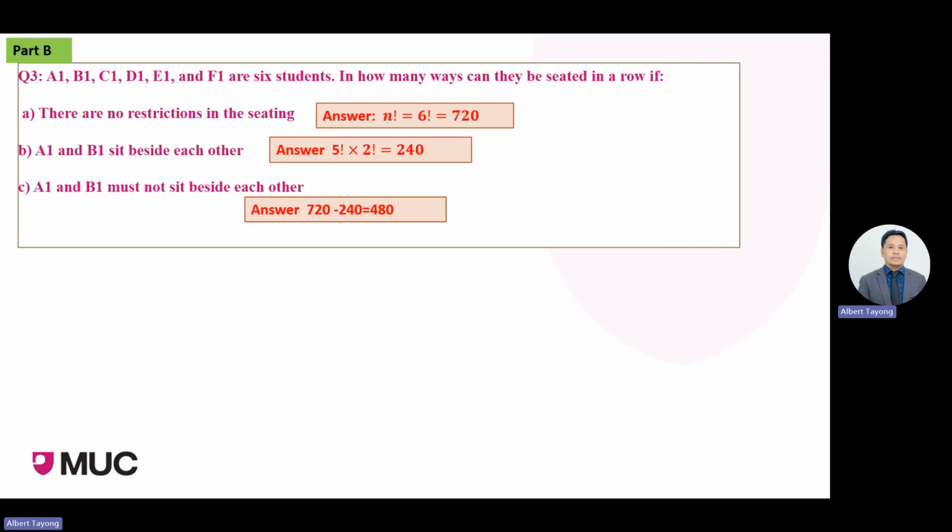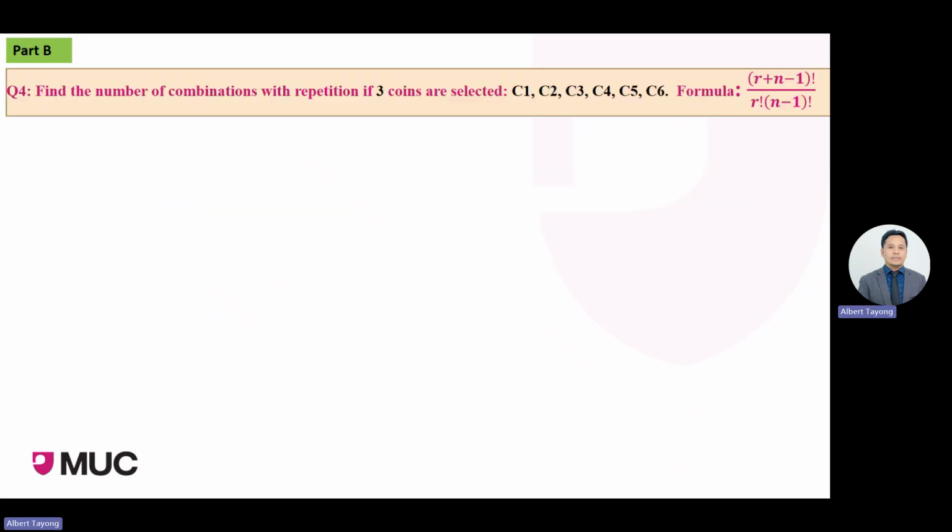Let's now proceed to the next. Find the number of combinations with repetition if 3 coins are selected. As I mentioned a while ago, when we talk about coins in your wallet or pocket, the order is not important, so it is a combination. But repetition is allowed, right? Because coin 1, for example, can be repeated many times. So the formula is different.